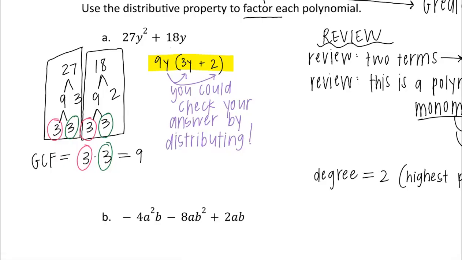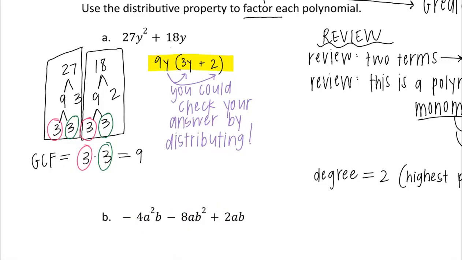If you have these three terms, negative 4a squared b, negative 8ab squared, and positive 2ab, you want to look at the numbers first, 4, 8, and 2. What's the greatest common factor of 4, 8, and 2? The biggest number that can go into all three of those terms is a 2. 2 can go into 2, 8, and 4. So 2 is part of our greatest common factor.